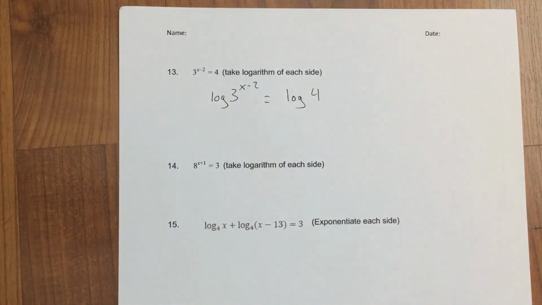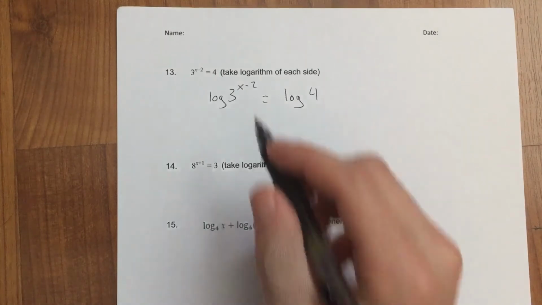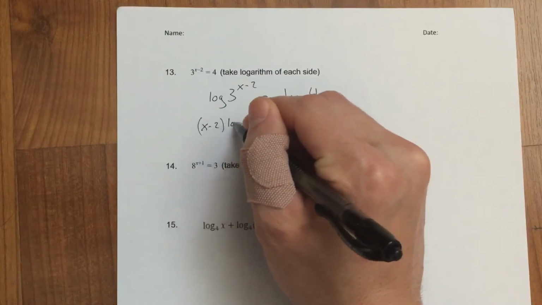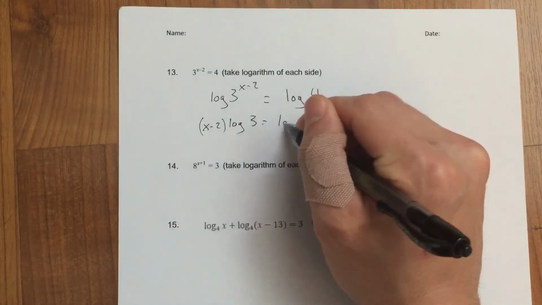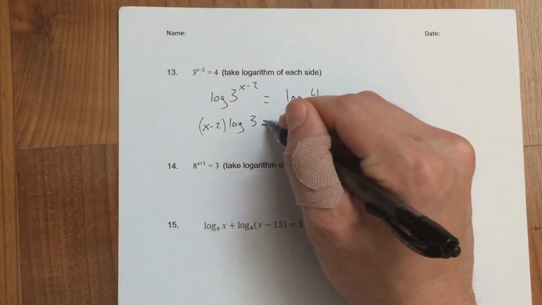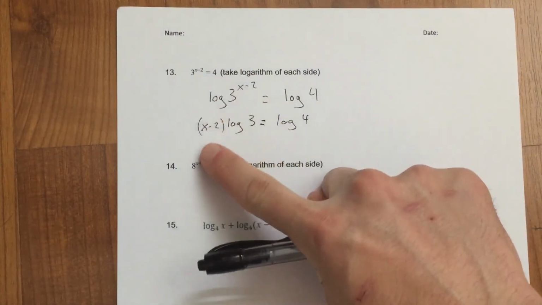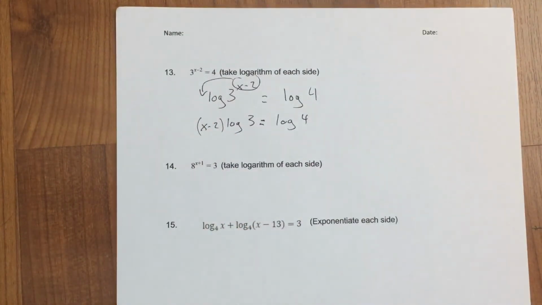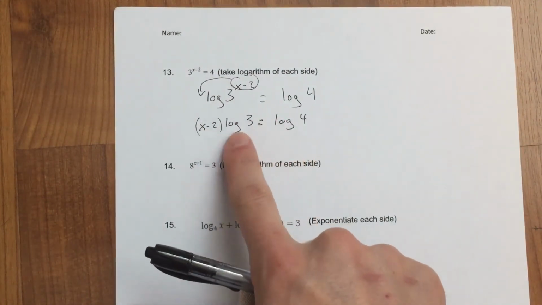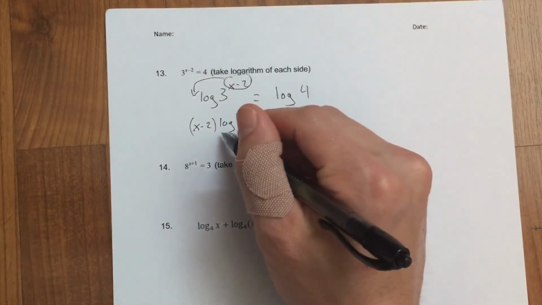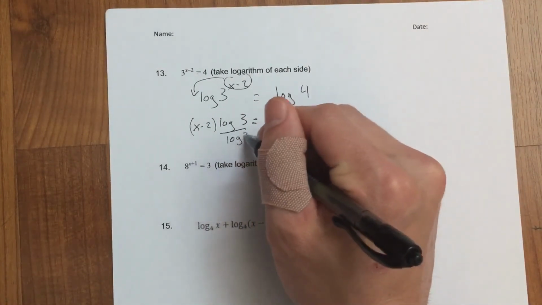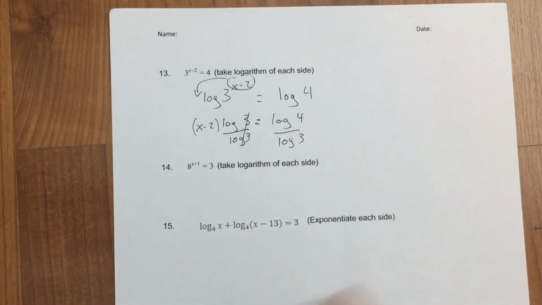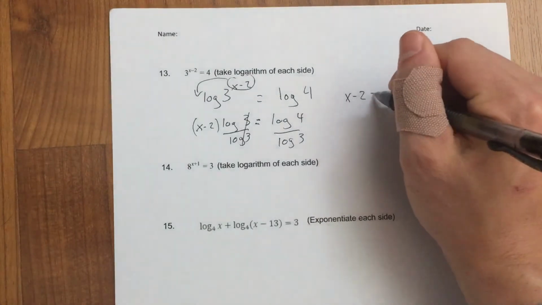By taking the log of each side, essentially I can rewrite the left-hand side as x minus 2 times log 3 equals log 4. Remember we talked about in the expanding section, an exponent can just be dropped to the front. So this exponent is just going to the front as a coefficient. Now, log 3 and log 4 is just a number. What we're going to do is divide both sides by log of 3. And this is going to be some decimal answer. I'm not going to type in my calculator yet, but you will be doing that momentarily.